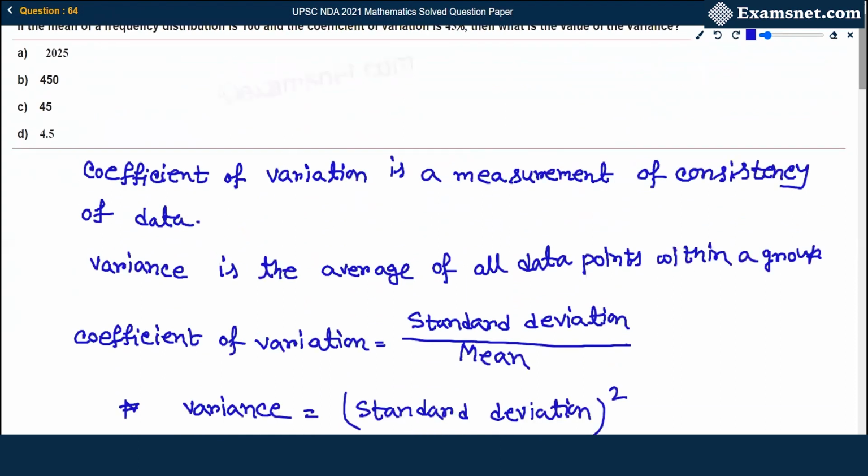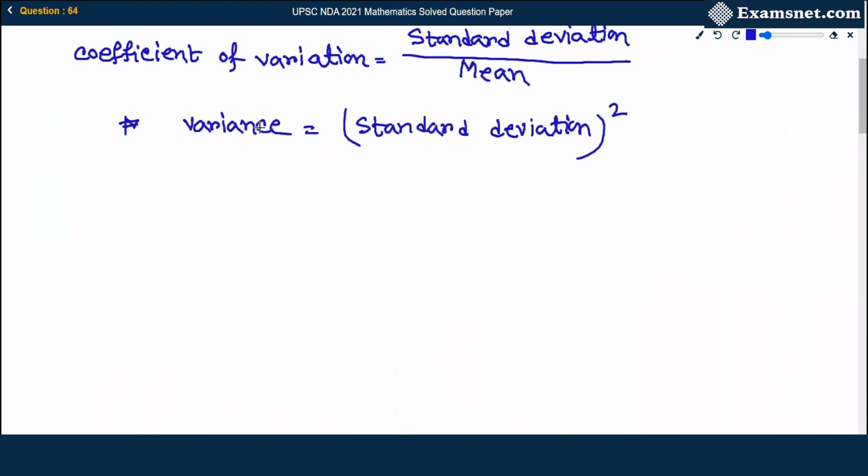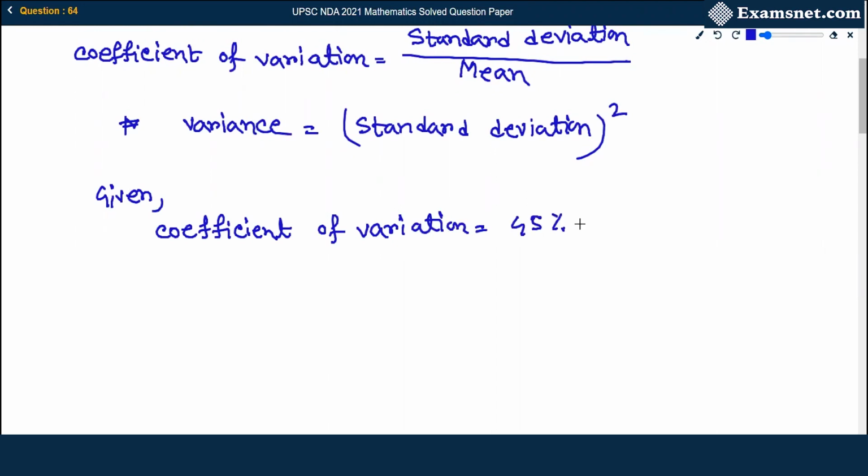So it's given that the mean of the frequency distribution is 100 and the coefficient of variation is 45%. So first we need to find out the measurement for standard deviation so that we can find the value for variance as well. So given coefficient of variation is 45%. That means 0.45, right?